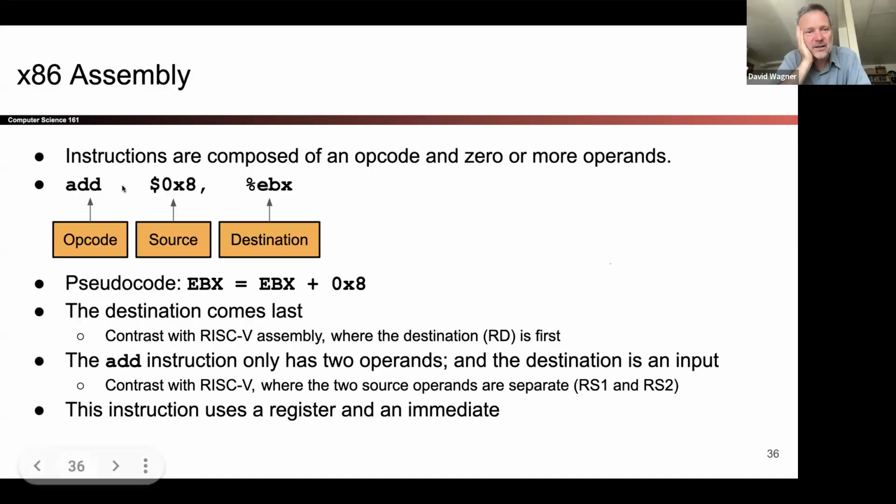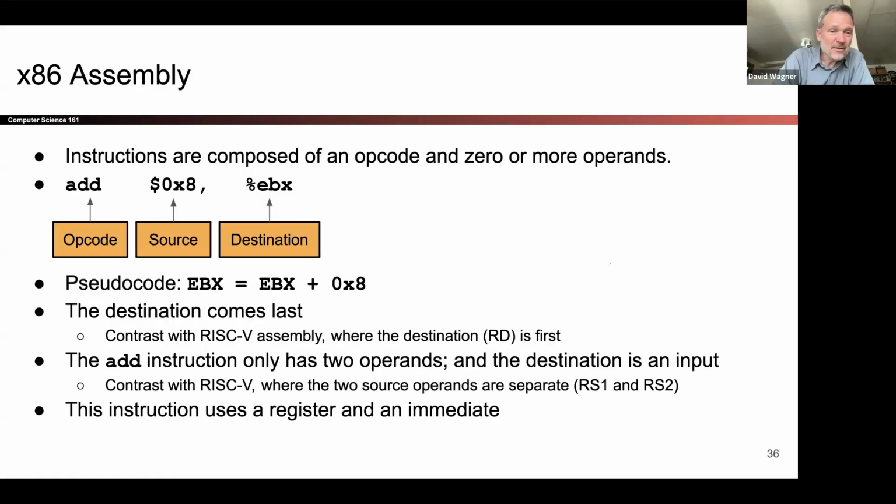So if you see the instruction add $0x8, %EBX, that's telling you to execute the add instruction. The source is the constant 8, and the destination is the register EBX. So it says add 8 to whatever's in EBX. If you're going to write C pseudocode, this would be the equivalent of saying EBX becomes EBX plus 8. The destination that's modified by the instruction always comes last.